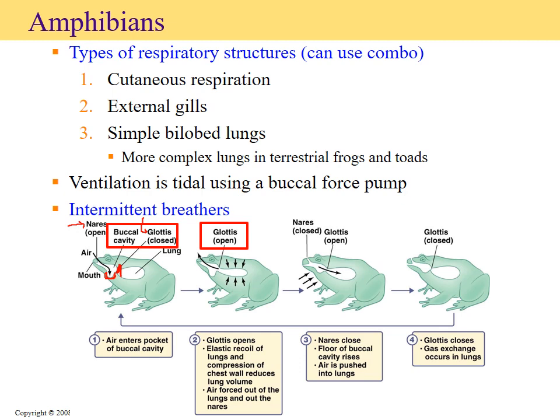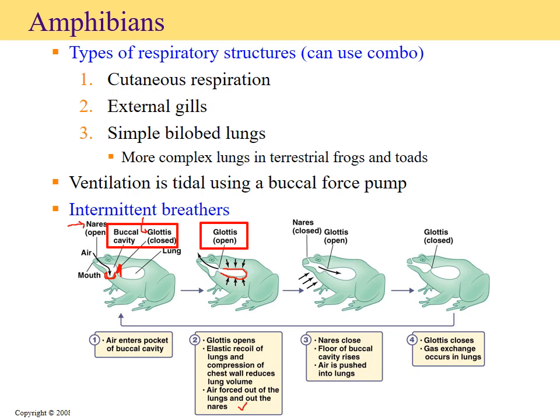Now, our second step says that once the buccal cavity is filled with air, the glottis will open, and when it opens, the lungs will utilize their elasticity to basically compress down, allowing for the air that was in the lungs, I'm going to call it expired air because it's been depleted of the gases that needed to be utilized, to then pass through the oral cavity and exit into the environment. Okay, so air is forced out of the lungs and out of the nares.